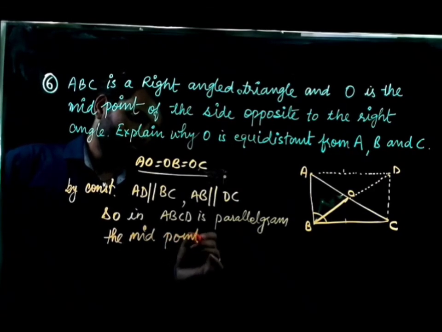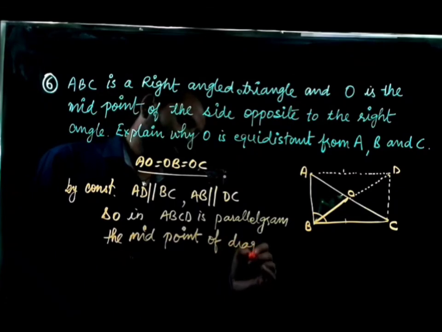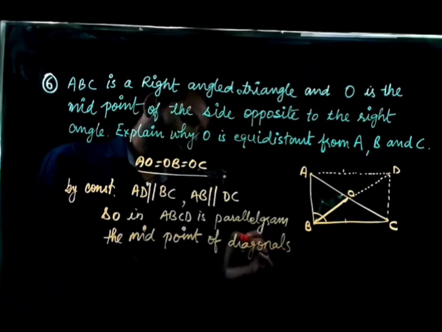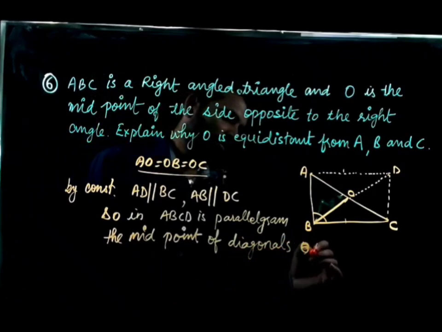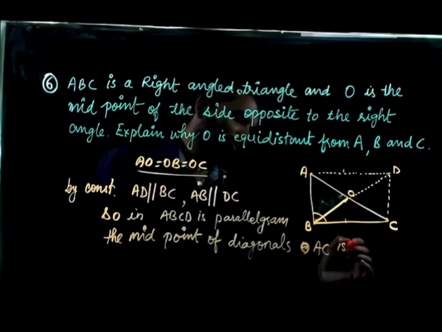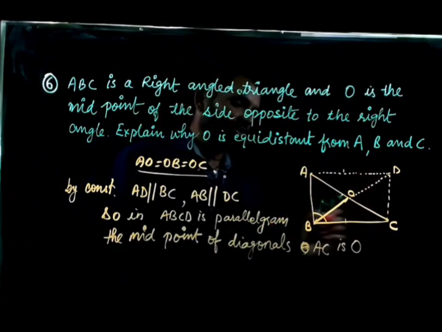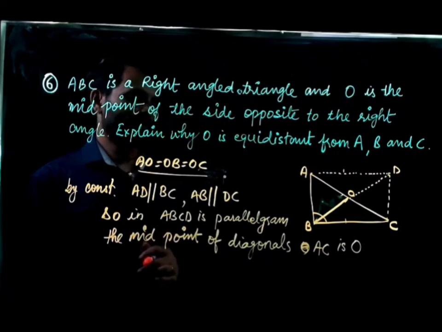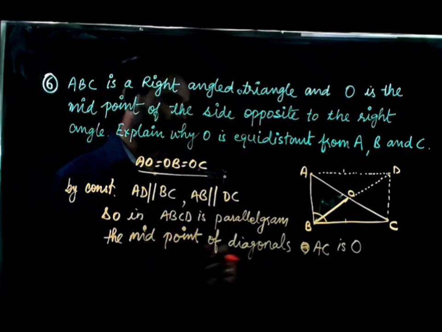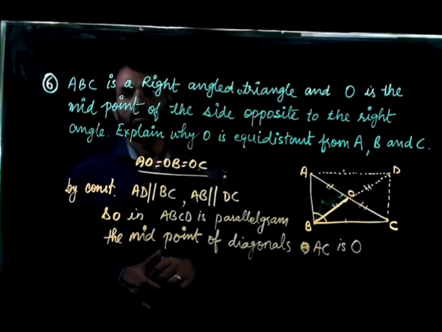O is the midpoint of diagonal AC. So this is correct. ABCD is a parallelogram, AC and BD are diagonals, and they intersect at the point O. By the property of a parallelogram, the diagonals bisect each other, which means all the parts are equal. Okay, thank you.